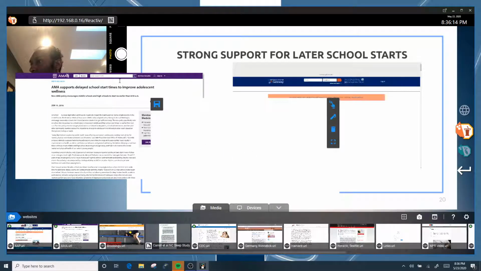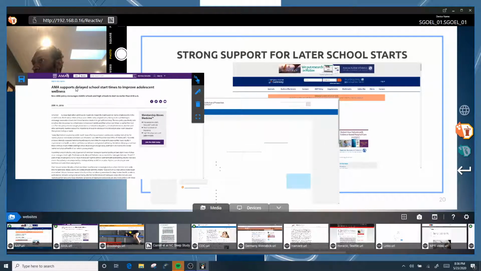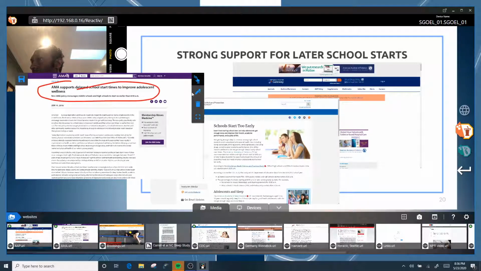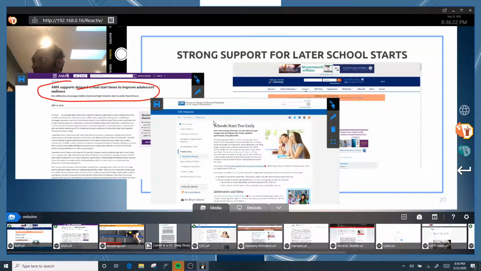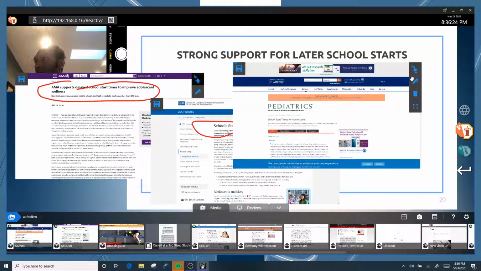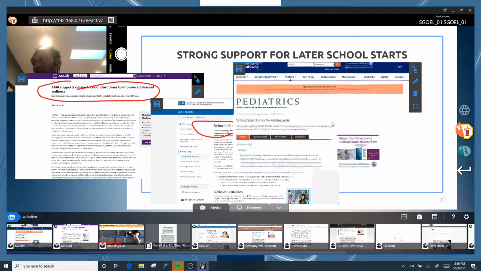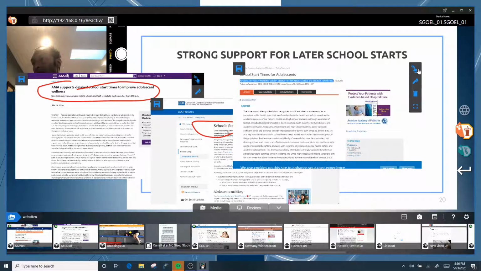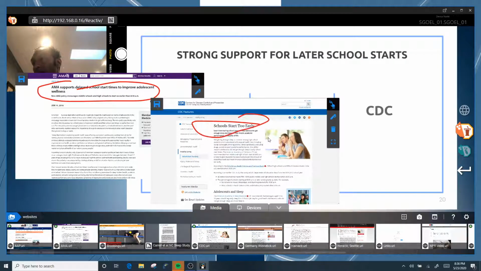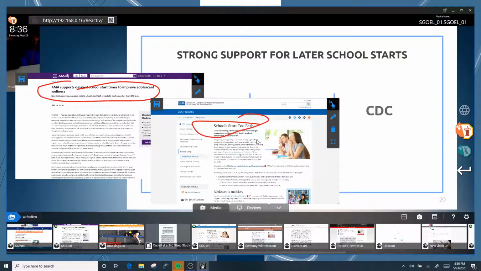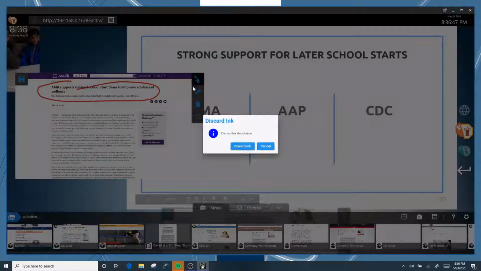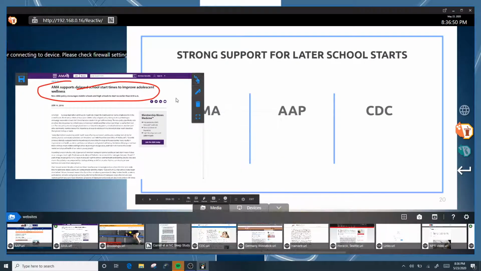You can just open those up again. The AMA supports delayed school start times. Perfect. Here the CDC is saying schools start too early. And here the American Academy of Pediatrics is saying please don't start school before 8:30, because insufficient sleep is an important public health issue. So there is widespread consensus that we need to be starting school later, at least past 8:30.